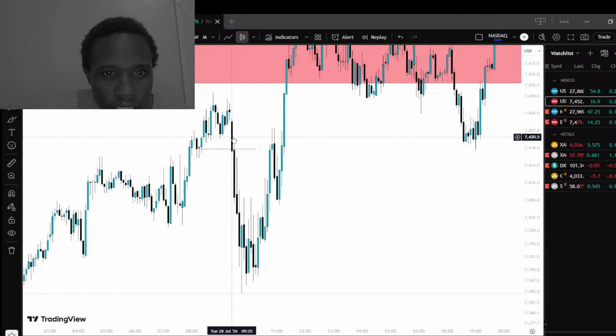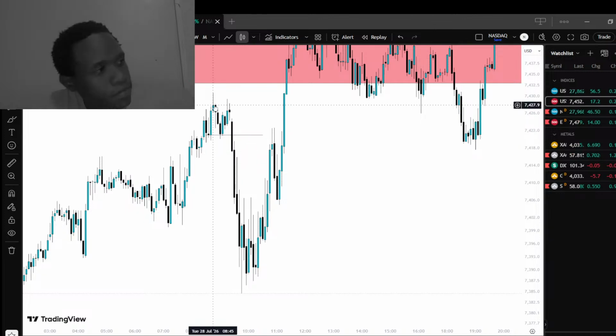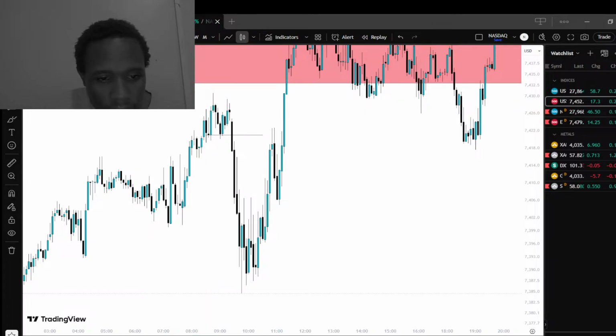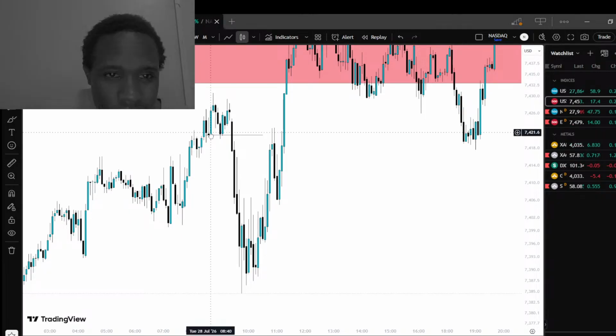So we had the previous highs. We had these consecutive candles to the upside at 8:30, 8:45. And then they were traded against right here at 9:25. As soon as that happened, that became a 5 minute change in state of delivery.